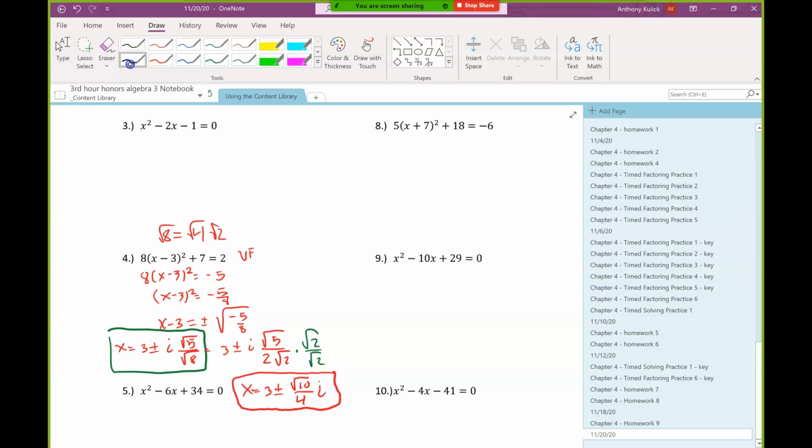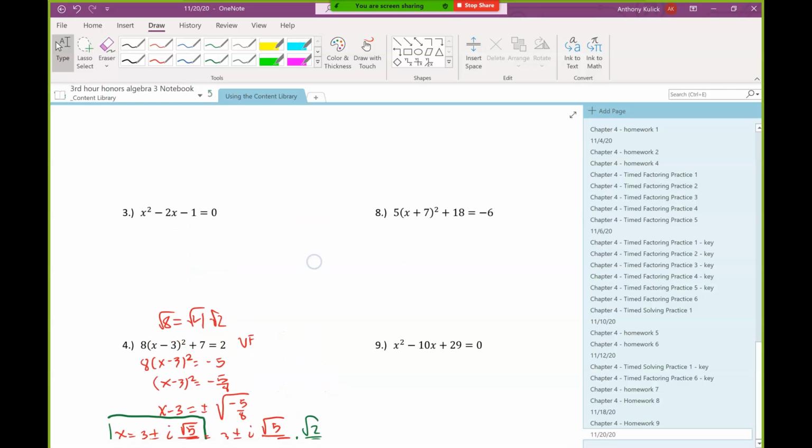Okay. Anybody else from the homework? Mr. Kulik, I have one. Okay, go ahead, Natalie. It is number 3 on homework 7. Okay. So this one here.